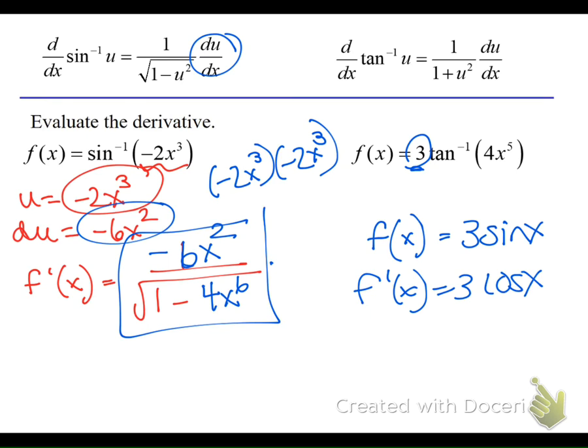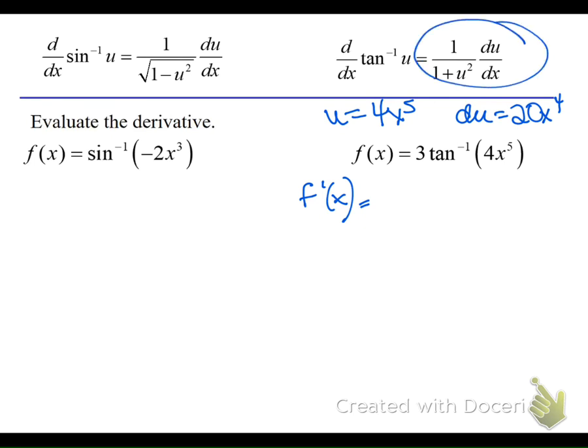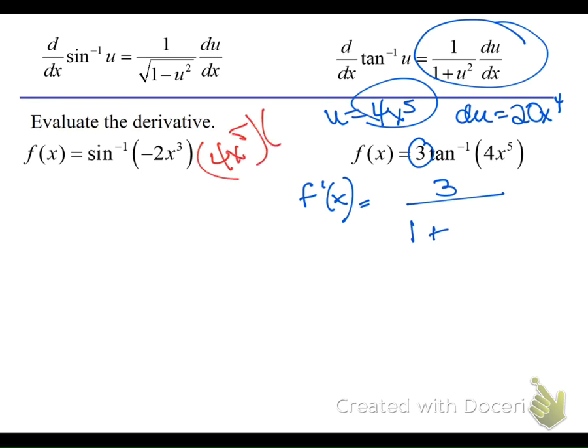So let's do inverse tangent. The derivative would be, oops, I messed up. Let me find my u and my du first. U is 4x to the 5th. So du is 20x to the 4th. Applying my formula, the derivative would be bring down the 3. And then I have 1 over 1 plus u squared. Square that. You'd get 4x to the 5th times another 4x to the 5th, which is 16x to the 10th.